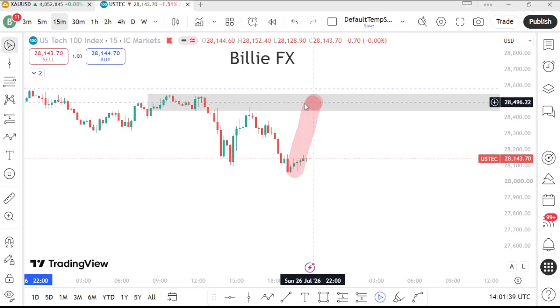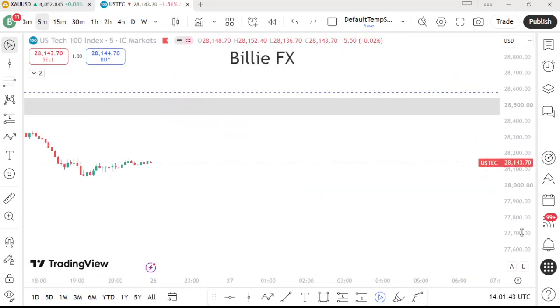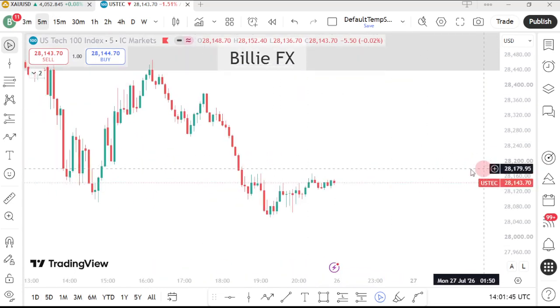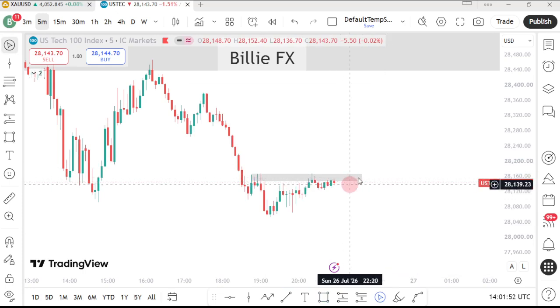Then you cannot buy into this area sitting right here. For that, you move on to the 5 minutes time frame. So you can see that the market structure has not flipped yet. This area, the price has not been able to break. It is facing some kind of resistance.